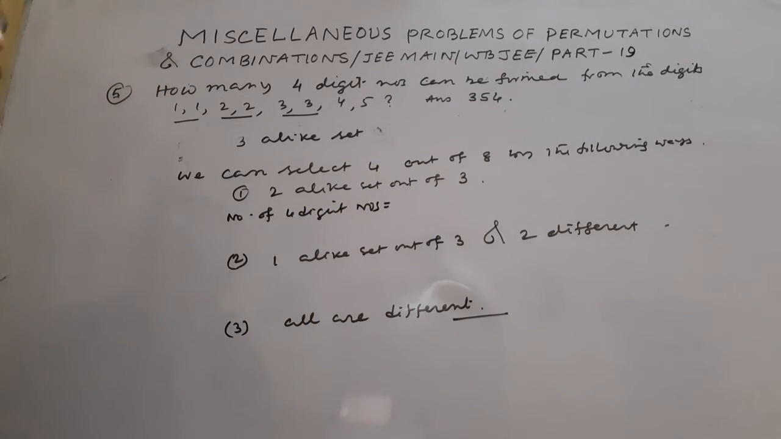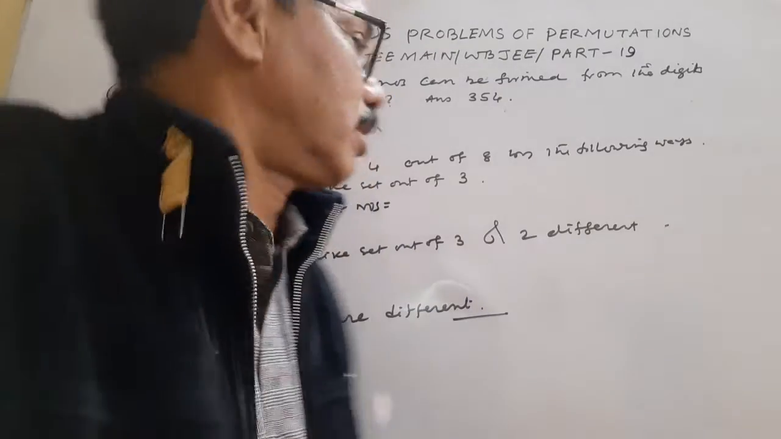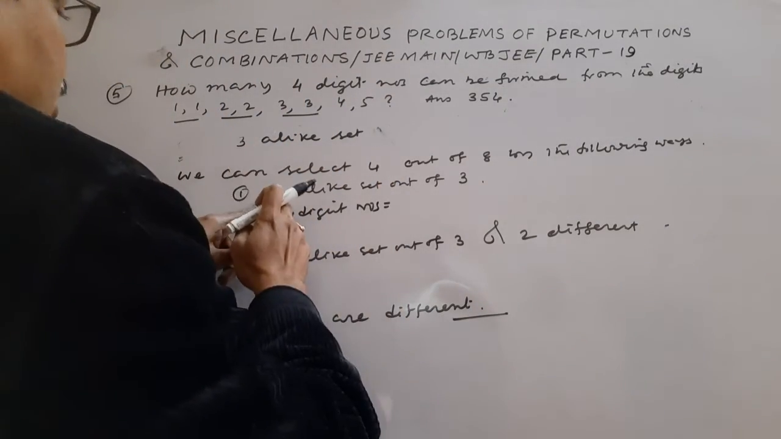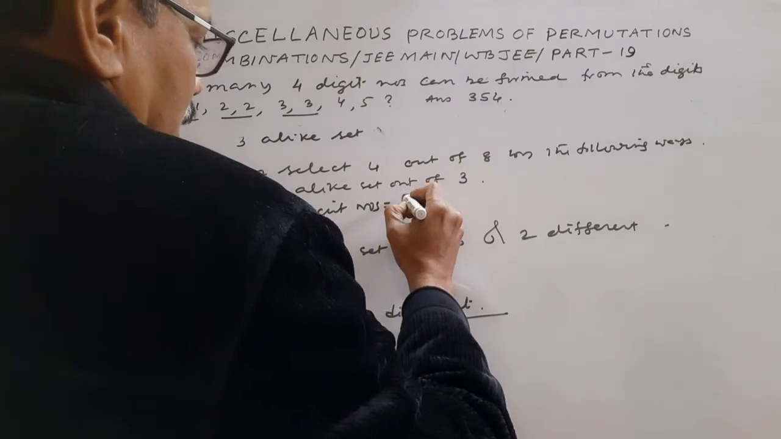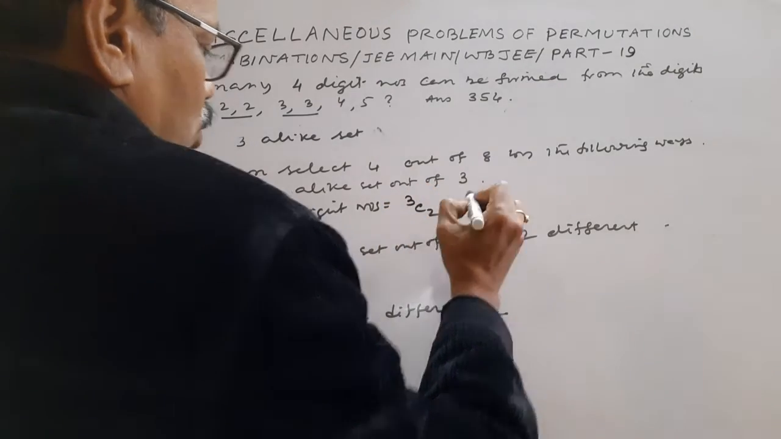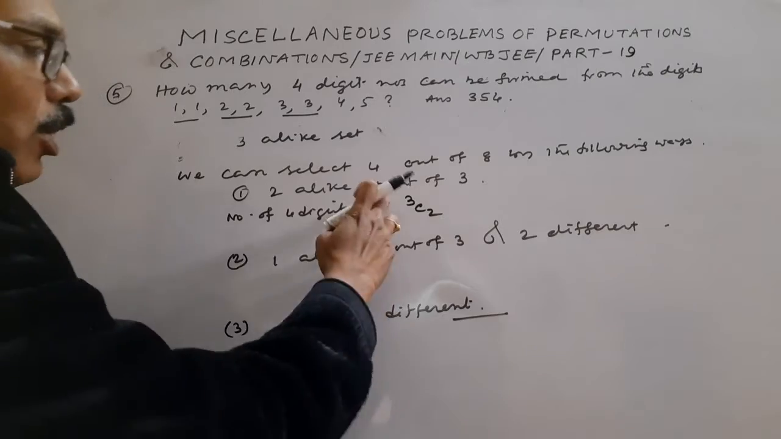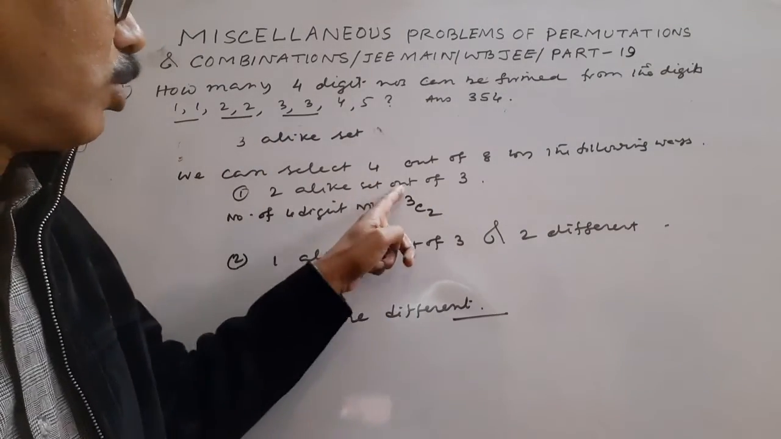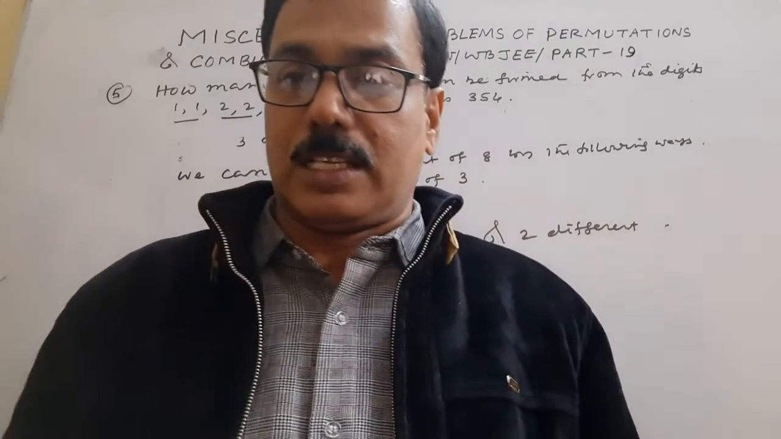It was the first selection. Out of 3 alike sets, 2 can be selected in 3C2 ways. This is the number of selections. Out of the 3 alike sets, you have to take 2. So this is our selection.